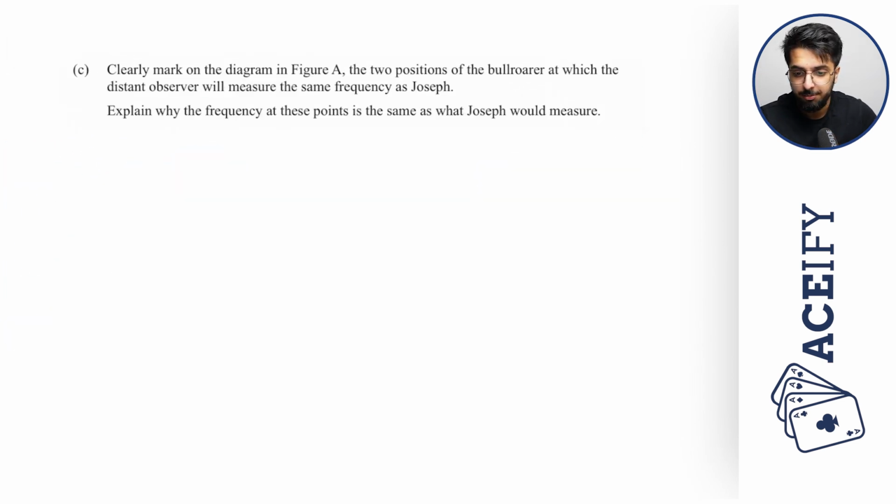Clearly mark on the diagram figure A the two positions of the bull roarer at which the distant observer will measure the same frequency as Joseph, and explain why the frequency at this point is the same as what Joseph would measure.